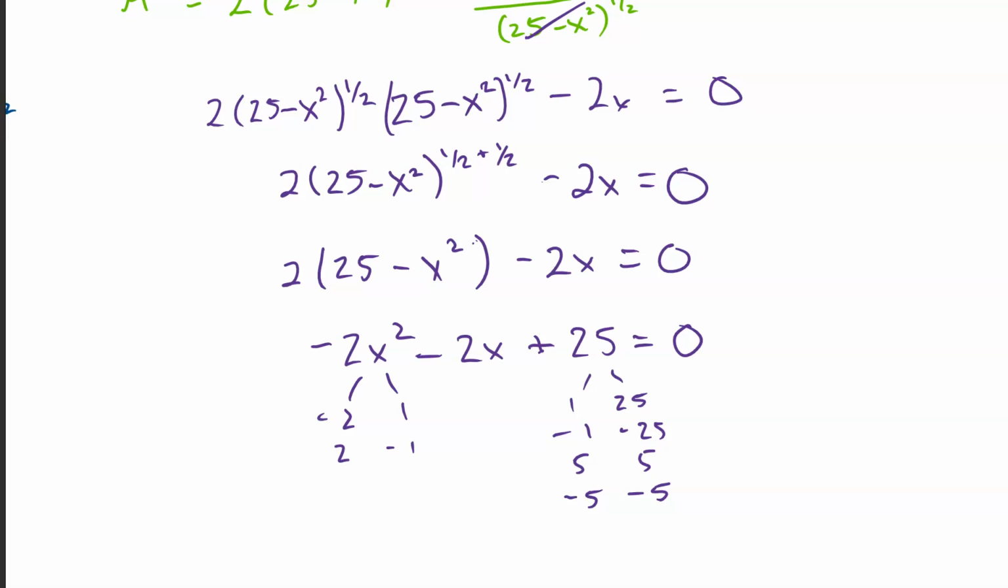1 and 5, and negative 2 and 5. Oh, and look at Donahue making mistakes here. This should be 50. That changes these a bit.